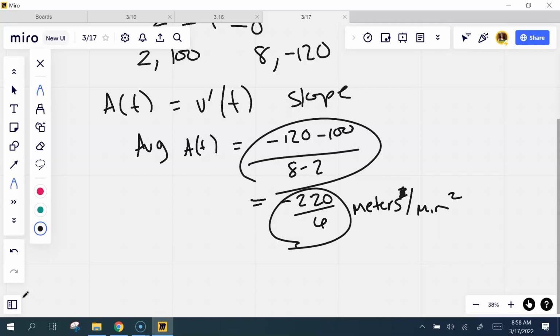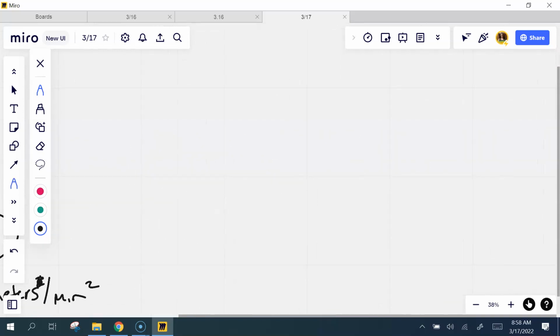All right, part 2. Do the data in the table support the conclusion that train A's velocity is negative 100 meters per minute at some time between 5 and 8? So let's look at 5 and 8. At 5, I'm at 40. At 8, I'm at negative 120. So give a reason for your answer. That's exactly what you had to say. So let me tell you what I said.